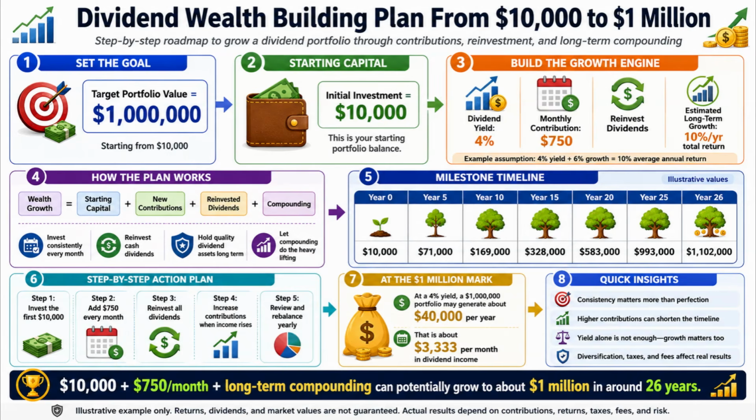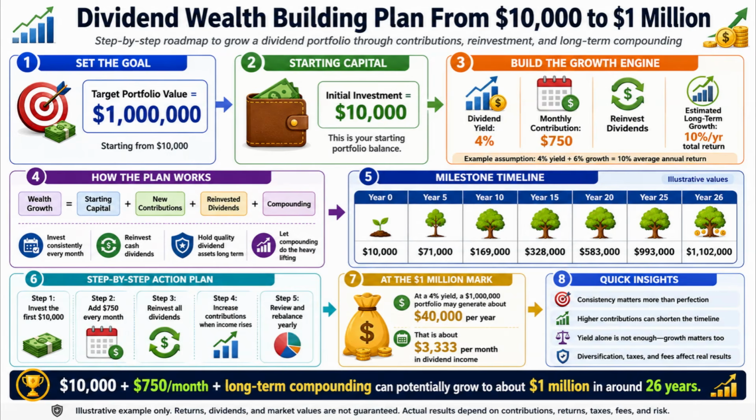Next, we begin with the starting capital. In this example, the initial investment is $10,000. This amount becomes the foundation of the portfolio, but by itself it may not be enough to reach $1 million quickly. After that, the growth engine is built using three important parts. The first part is dividend yield, which is assumed to be 4%. The second part is a monthly contribution of $750. The third part is reinvesting dividends instead of spending them.